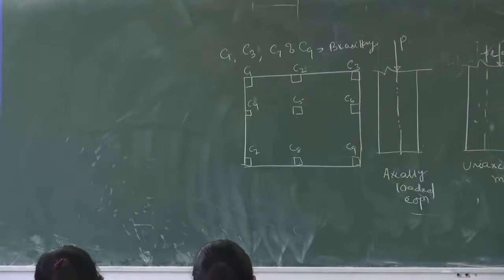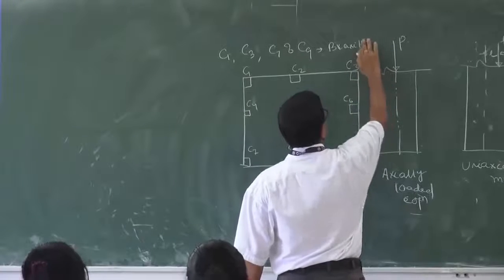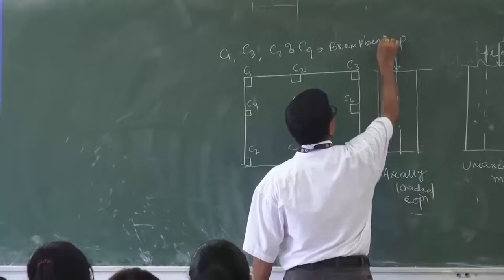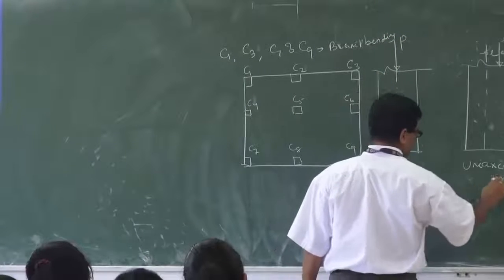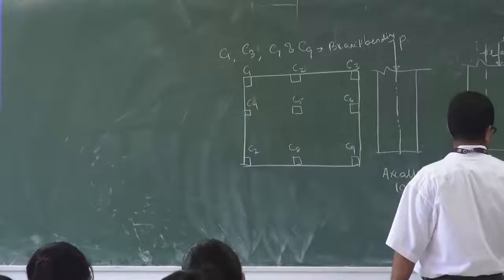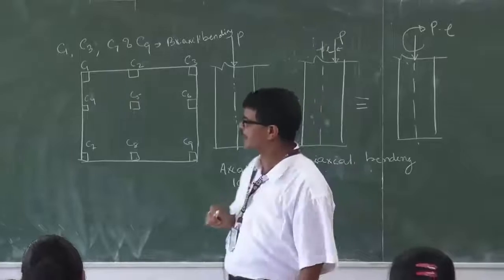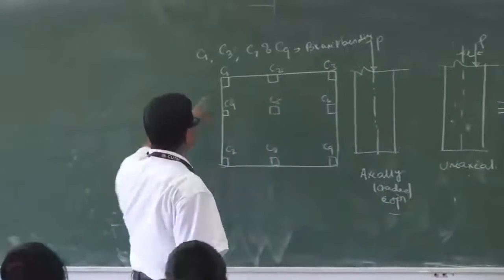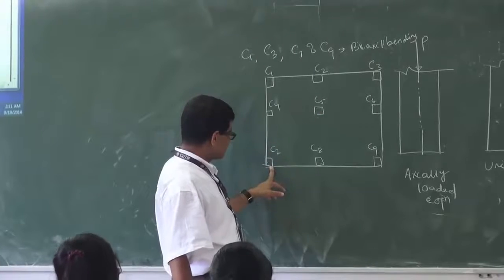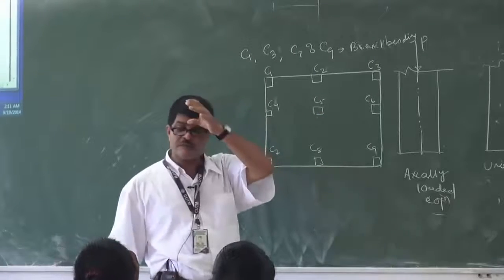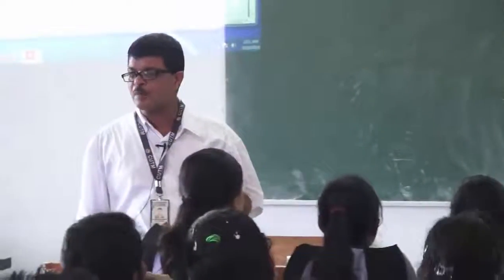Subjected to biaxial bending, and this was uniaxial bending, you can say uniaxial bending moment. So uniaxial bending and biaxial bending. Now these four columns C1, C3, C7 and C9 are subjected to biaxial bending. Bending will come from both axes.